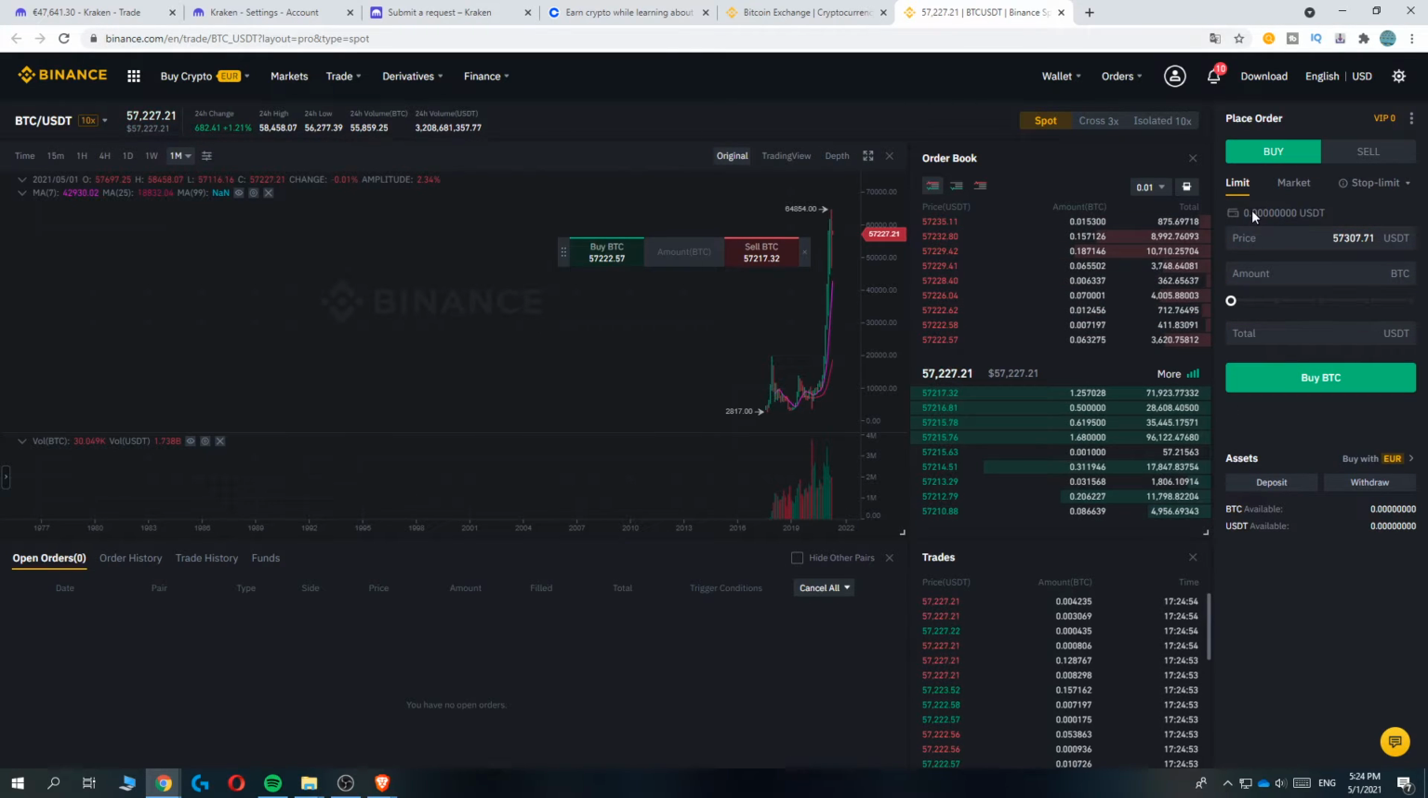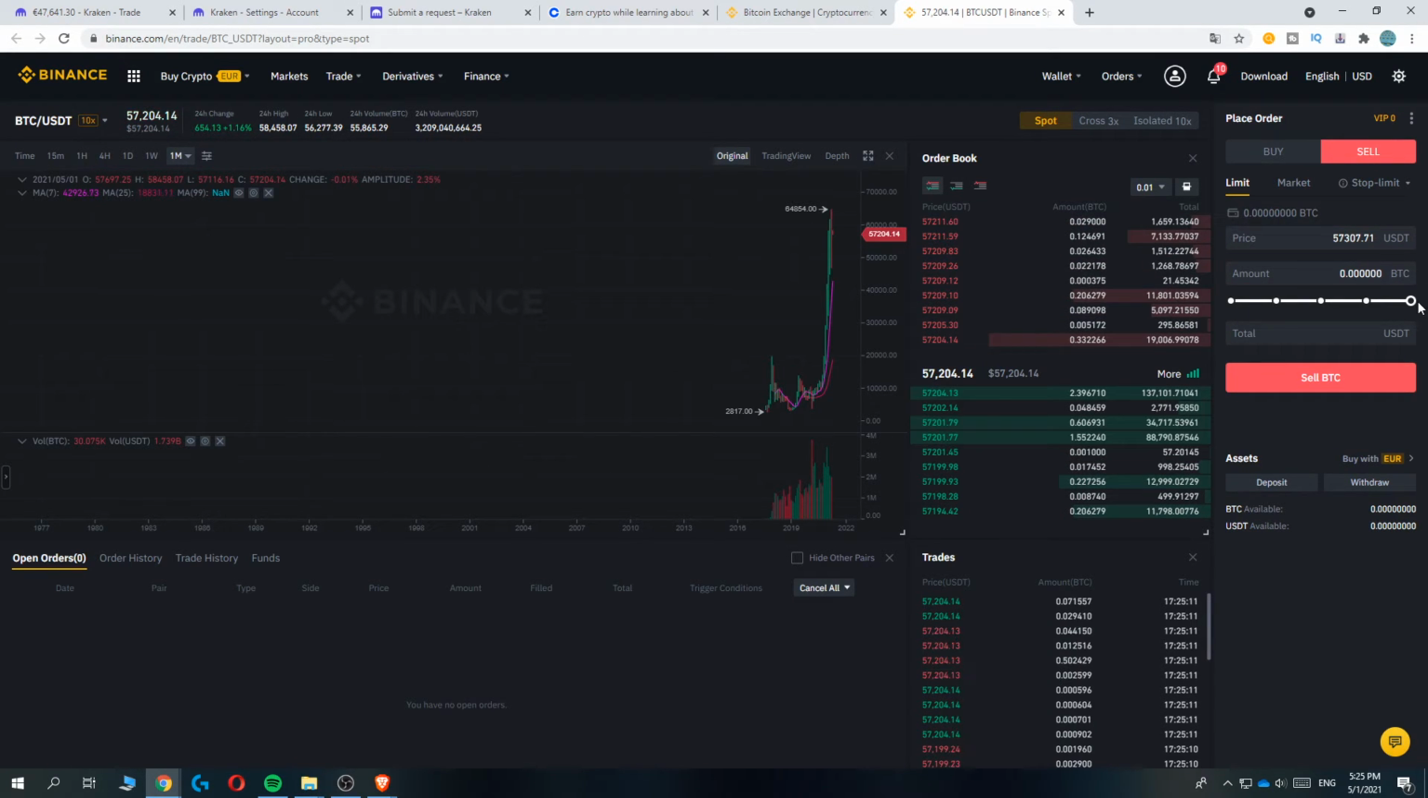So I have nothing in this balance, but if you do, the Bitcoin available here will be the amount that you have. This doesn't only apply to Bitcoin, but also to Dogecoin or any coin where you're at. So you can go ahead and hit sell, and then if you want to sell everything, you can put it on 100%, and then the amount that you are selling will be available here.